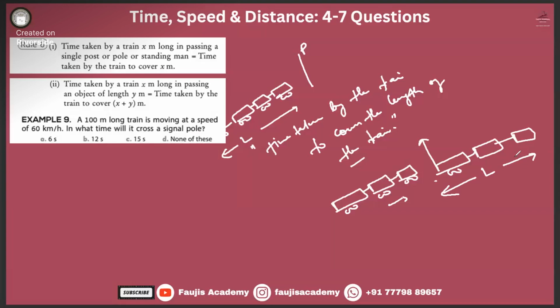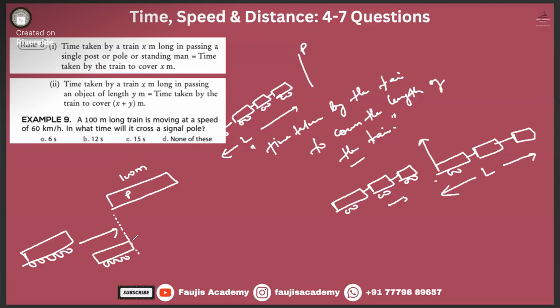Then the time taken by a train X meter long in passing an object of length Y. Let us say there's a platform, platform P, 100 meters. And there's a train over here. A train doesn't really look like this. It will start, and at this point the train will start passing this platform, and by the time the rear of the train reaches this particular place, we'll conclude that yes, the train has passed. Right, guys?